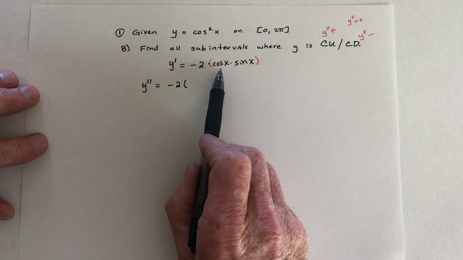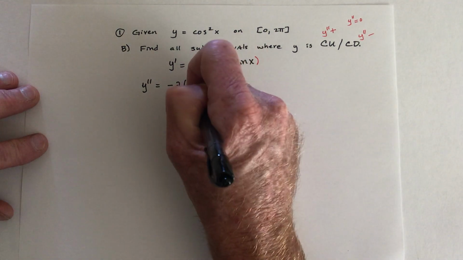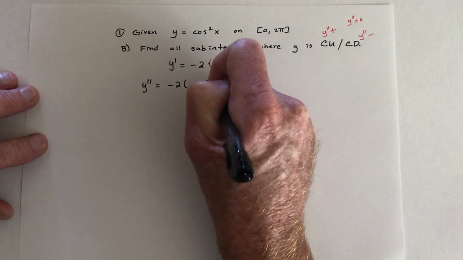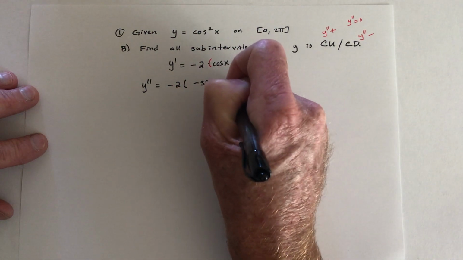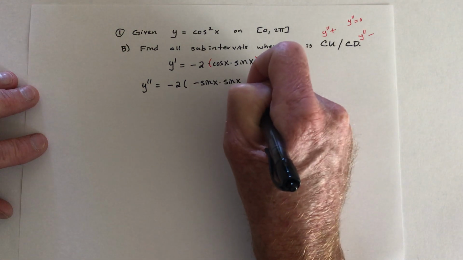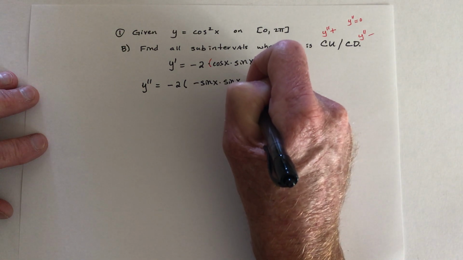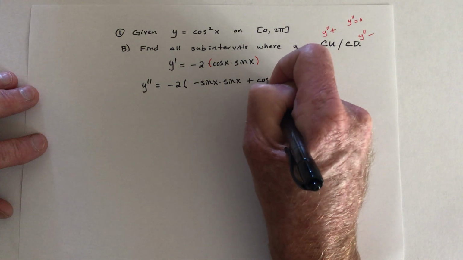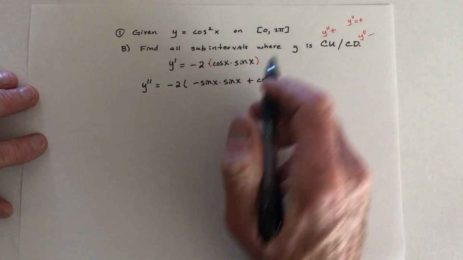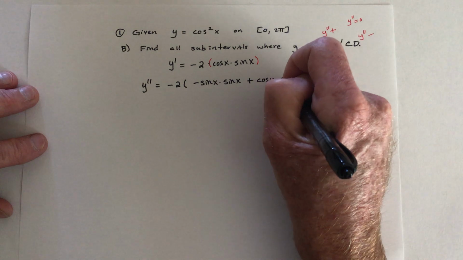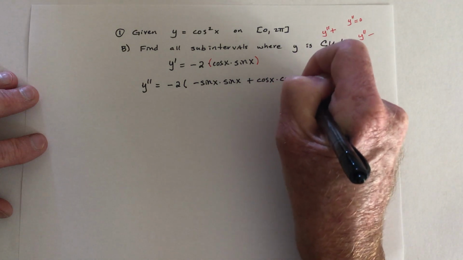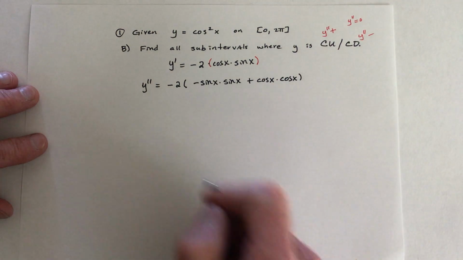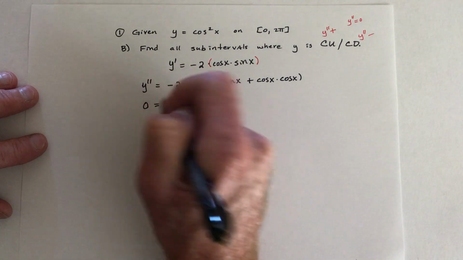And now take the derivative of cosine, which is negative sine, and then leave the sine function alone. The product rule then says plus, and leave the cosine alone. And now take the derivative of sine, which is cosine. And then set that second derivative equal to 0.